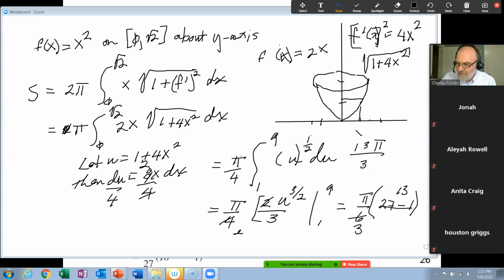Now, if you want to do the calculator just to see if you get the same answer they did, that would be 13 times pi divided by 3. That gives about 13.614. Yeah, 13.614. Got the same thing they did.